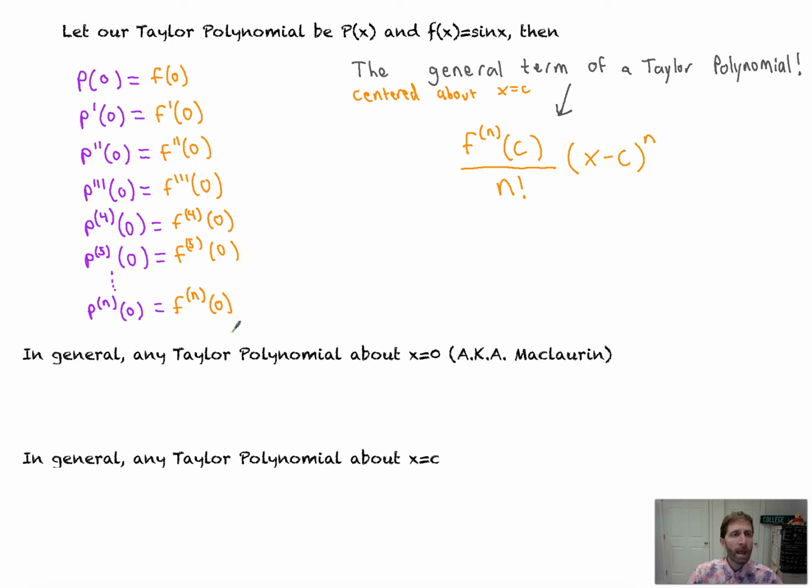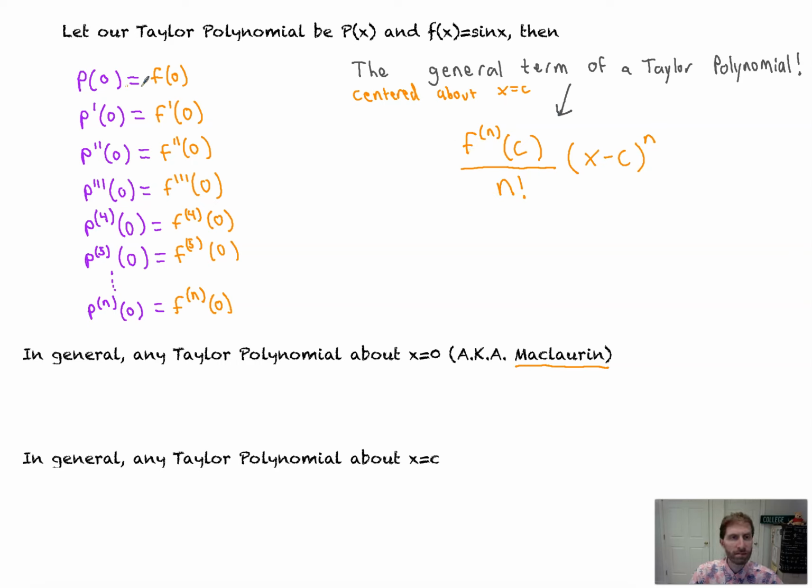So in general, any Taylor polynomial about x equals 0, which by the way, if you're centered about x equals 0 and it's a Taylor polynomial, we can also call that a Maclaurin polynomial or Maclaurin series, just like it could be a Taylor series as well. So if you're centered about x equals 0, you might also hear the word Maclaurin. I like to call it Mac Dog. It's pretty sweet.